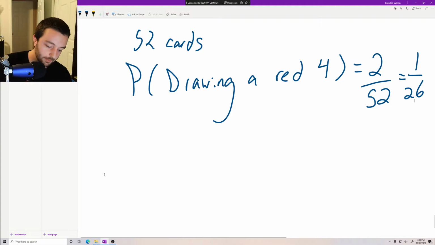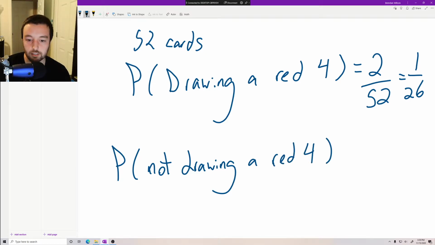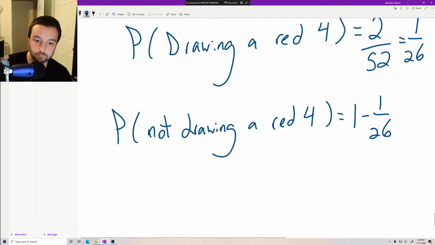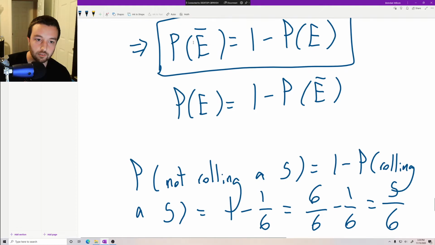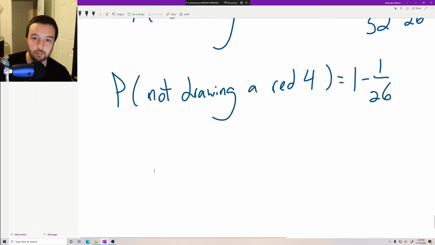So knowing that, now we can think about, okay, what's the probability of not drawing a red 4? Well, we don't have to go through every combination of every card that's not a red 4 and count them all. Instead, we can just do 1 minus 2/52 or 1/26. It doesn't matter. Let's use 1/26. Just using our formula right here, because this is the complement event, we don't have to count the other combinations.